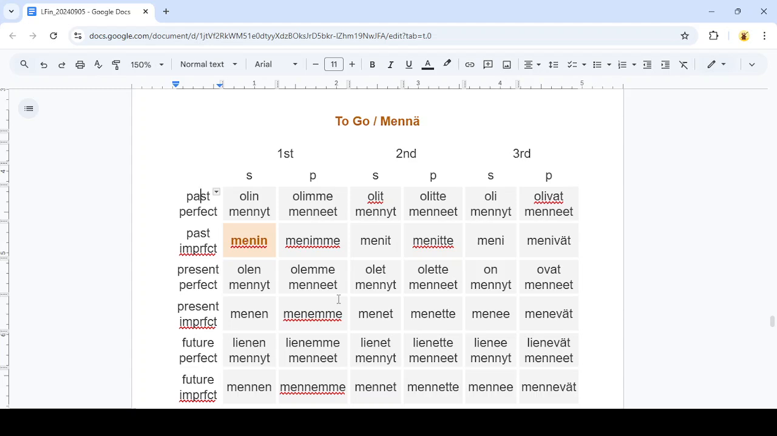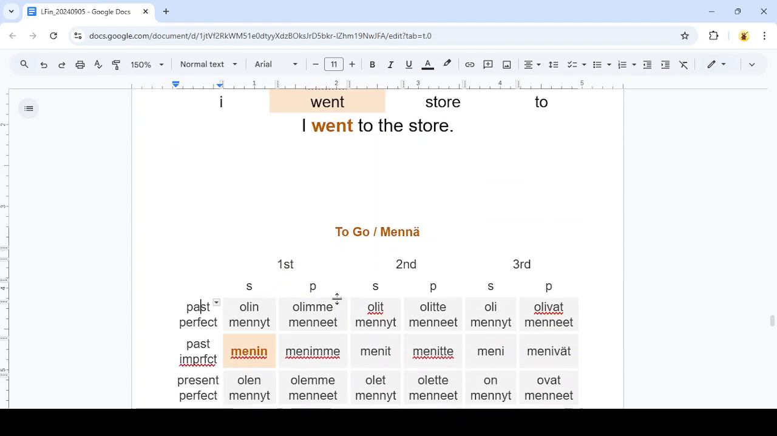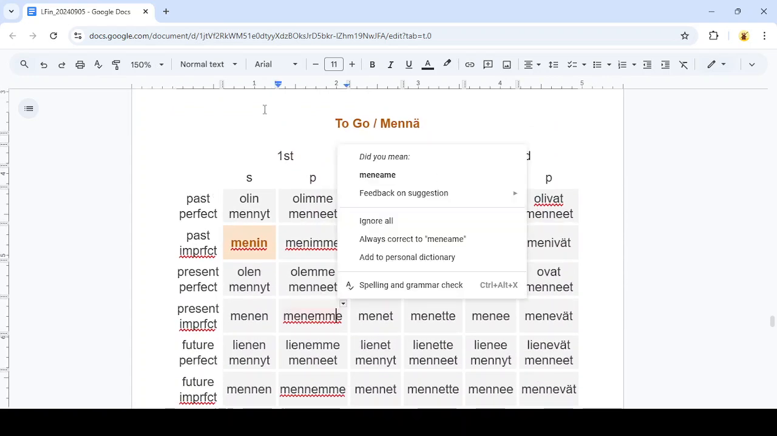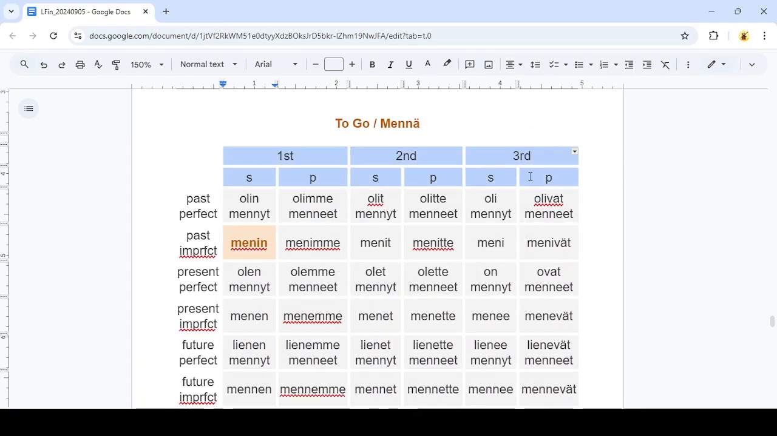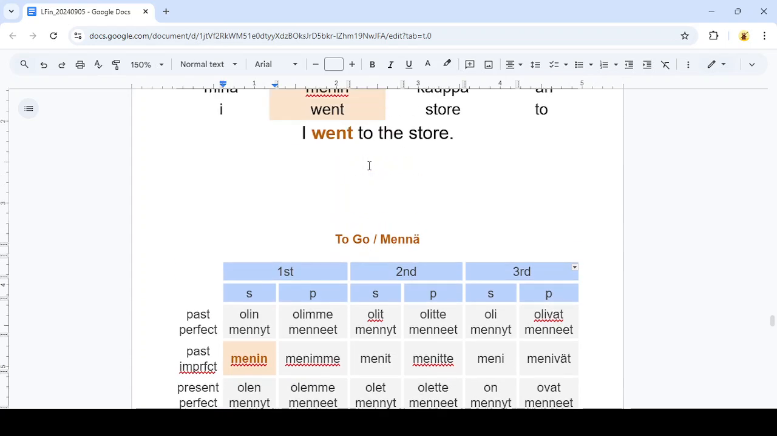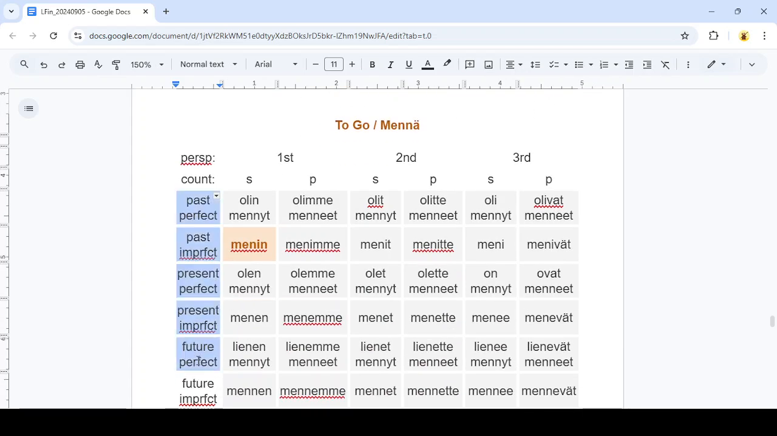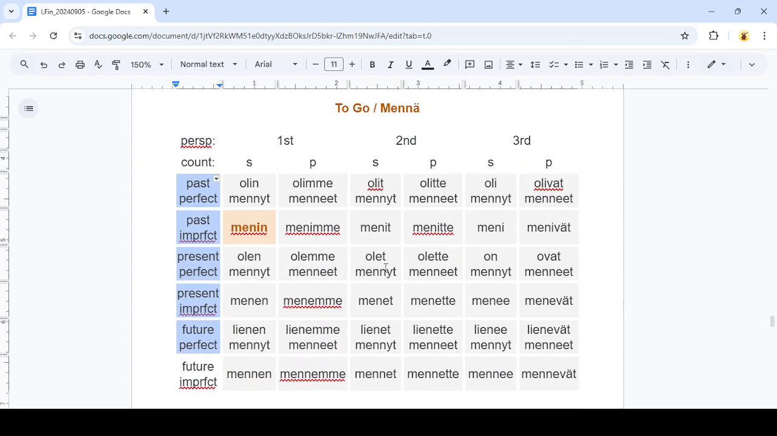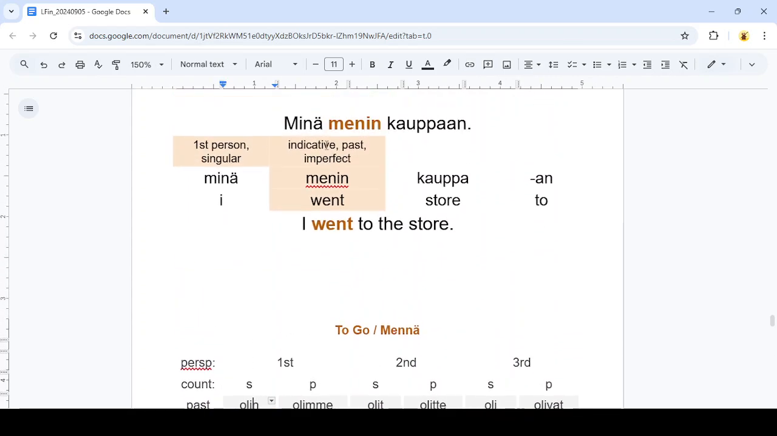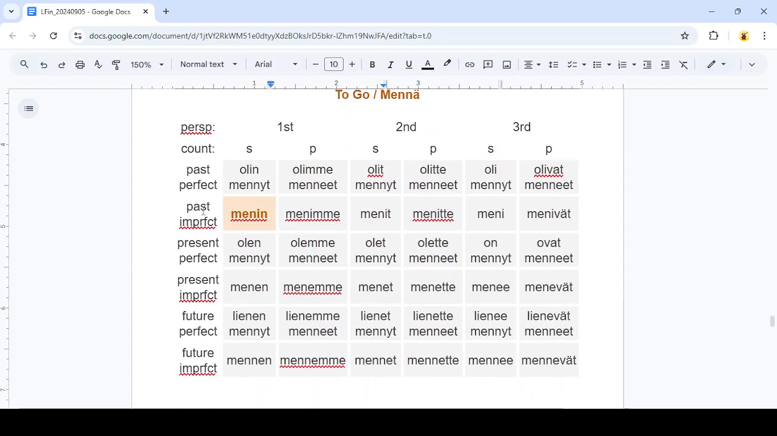So first person singular, yeah. So these are going to be the subject, right? So the perspective, and then we have count, and then here we've got tense and aspect kind of combined together. So what we're interested in is indicative, past, imperfect. So here we have a couple past tenses, and here's the past imperfect.